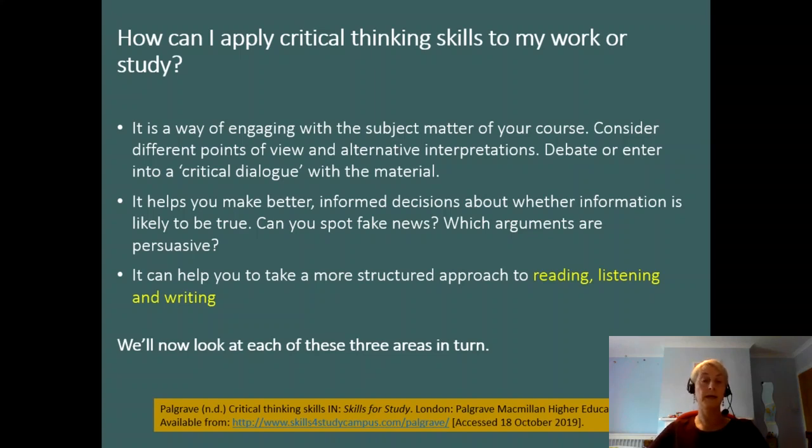It also helps you to make better informed decisions about whether information is likely to be true. And many of you may have come across fake news, and this is where we have to look at those arguments being put forward by different areas. Which arguments are persuasive, why are they persuasive, and critical thinking will allow you to question particular arguments, look at the evidence that's there, but maybe spot some of those gaps. Why are the gaps being left there? Why has that particular argument not been put forward?